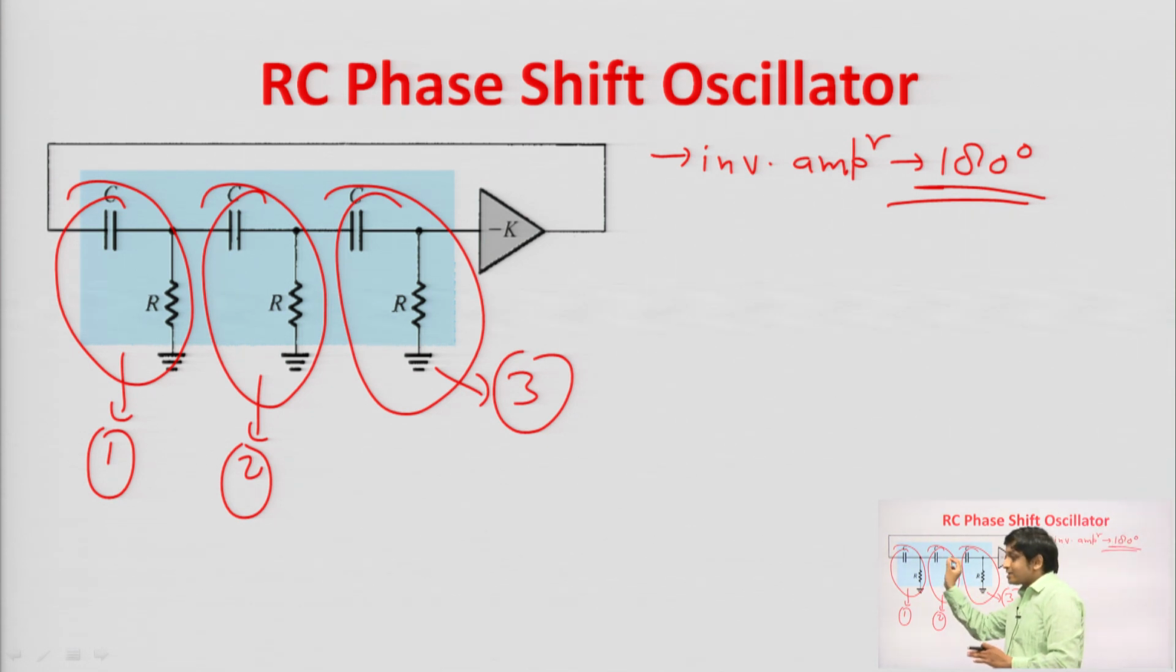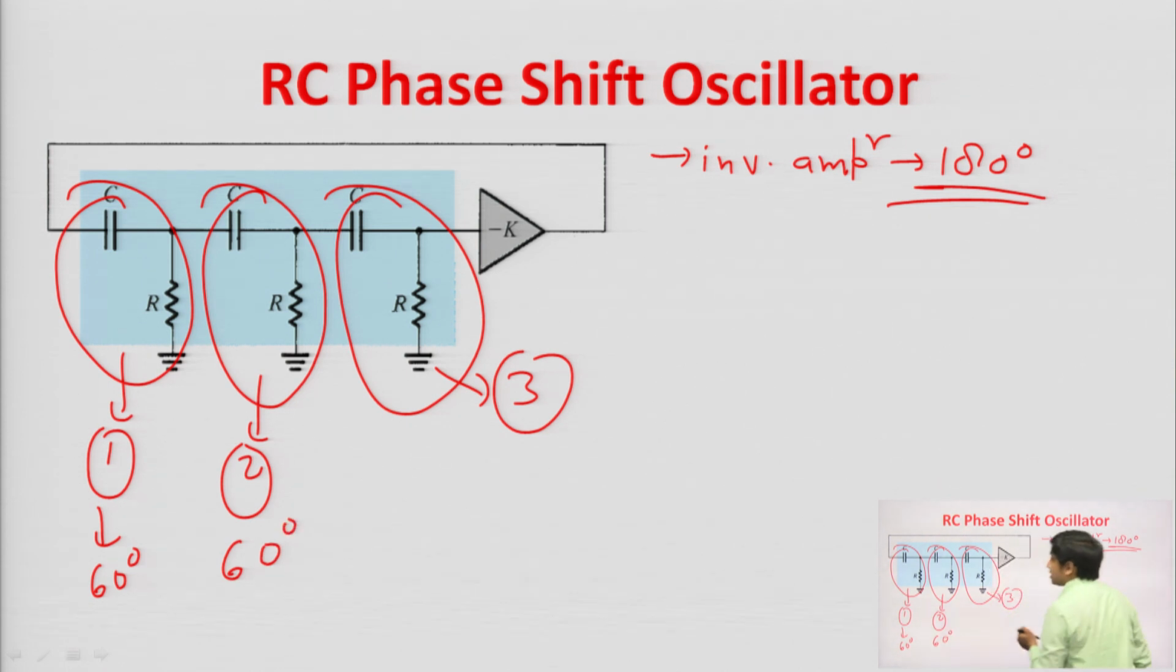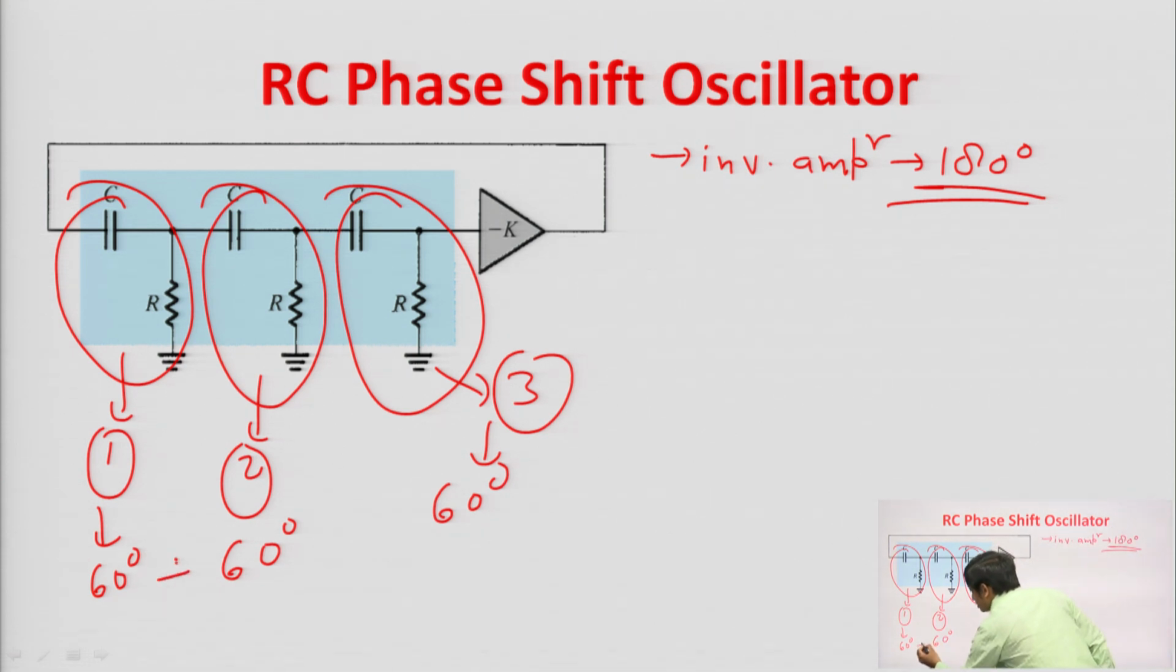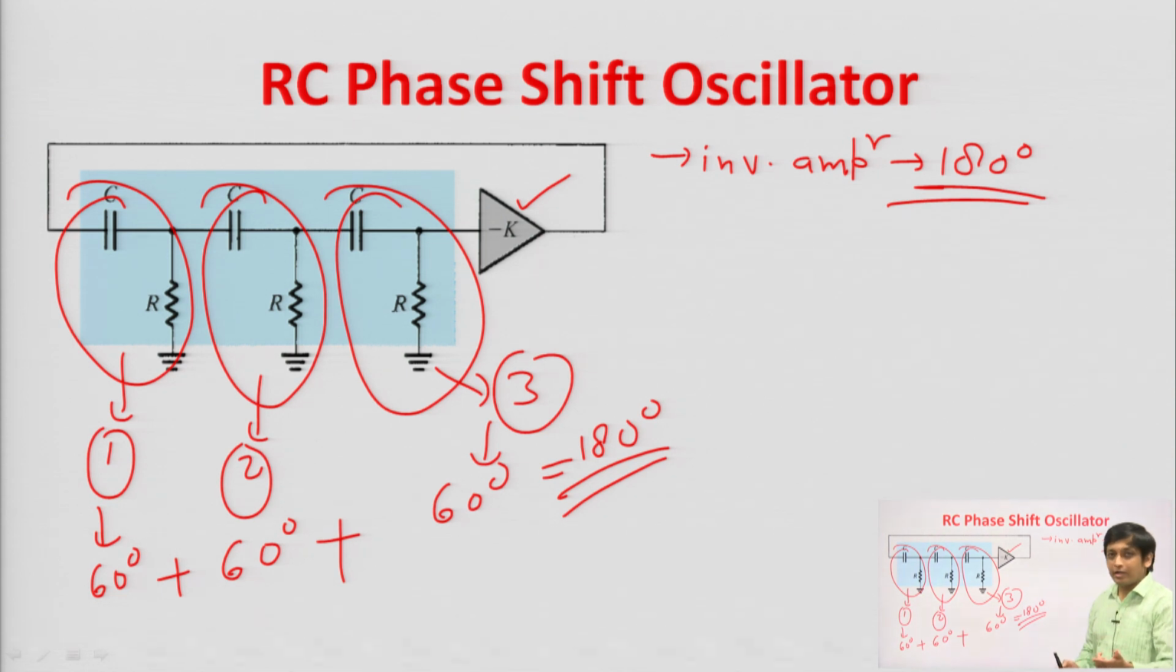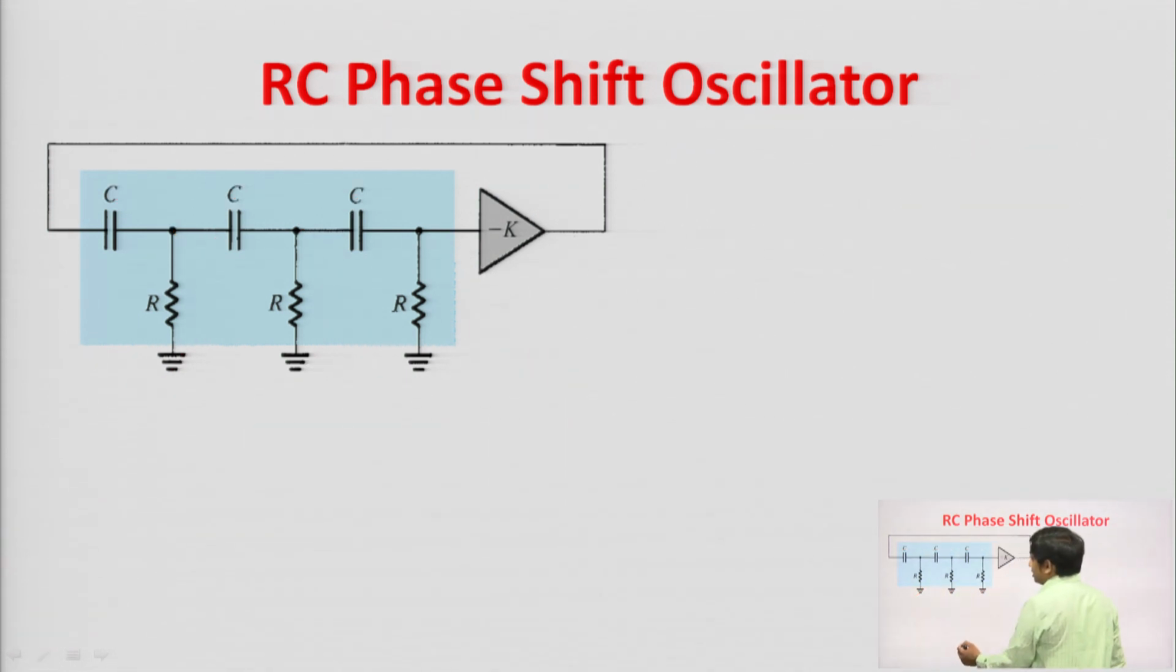The values of R and C should be selected such that one RC section provides 60 degree phase shift, another RC section provides 60 degree phase shift, and the third RC section provides 60 degree phase shift. So, 60 plus 60 plus 60, that is 180 degrees. It means that in the RC phase shift oscillator we get 180 degree phase shift from the inverting amplifier, and another 180 degrees with the help of 3 RC sections. Now, we need to calculate the frequency of oscillation for this RC phase shift oscillator. Now, see how we calculate it.